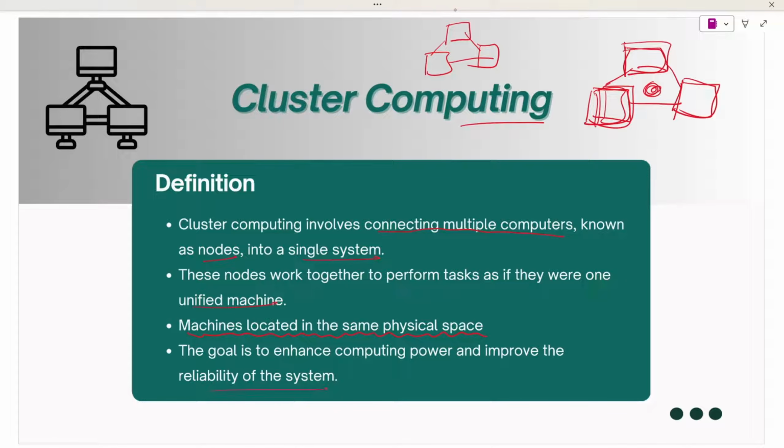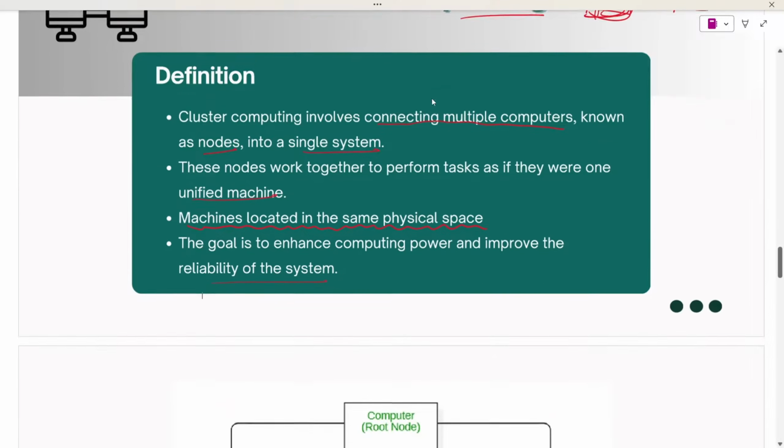So let me take a real world example. If we take HPC, high performance computing clusters are a prime example. These clusters are used in research institutions and complex simulations. Companies also use clusters to handle large scale data processing tasks such as financial modeling and big data analytics.